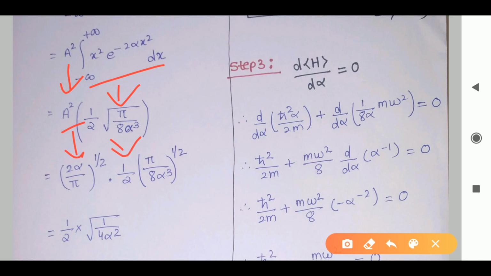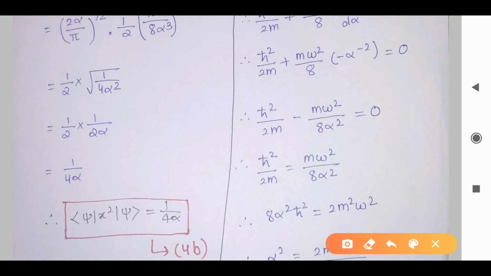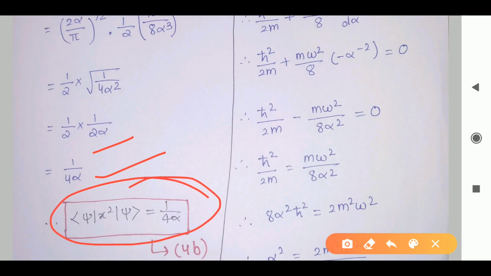Now we will cancel the terms here, 2 cancelled by this, so we will get 4 here, here alpha cancels by this, here we will get alpha raised to half, pi cancel each other, so here we will get 1 upon 4 alpha square raised to 1 by 2 as it is. Now when we remove this root, what will we get? 1 by 2 alpha. Okay, and here 1 by 2. So what will we get? 1 by 4 alpha. So the value of expectation of x square we will get is 1 upon 4 alpha. So we have got both the values.